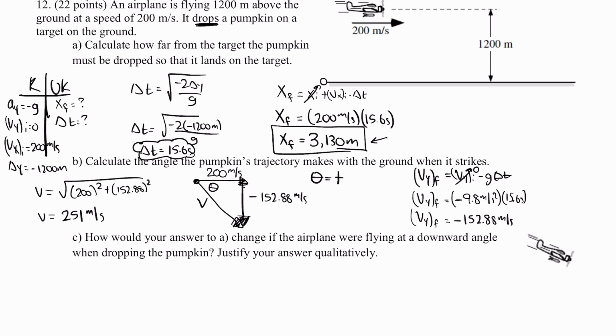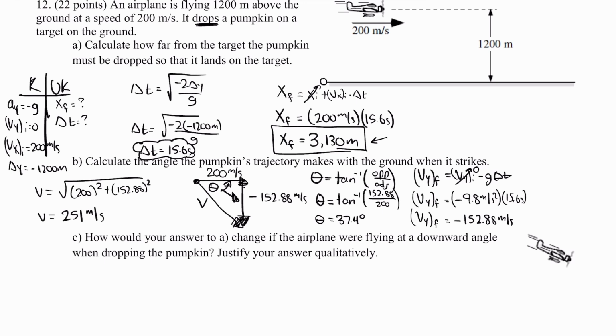So because I know my opposite and my adjacent, I'm going to do inverse tangent of my opposite over the adjacent. So my angle measure is going to be inverse tangent of 152.88 divided by 200. That's going to give me an angle measure of 37.4 degrees.